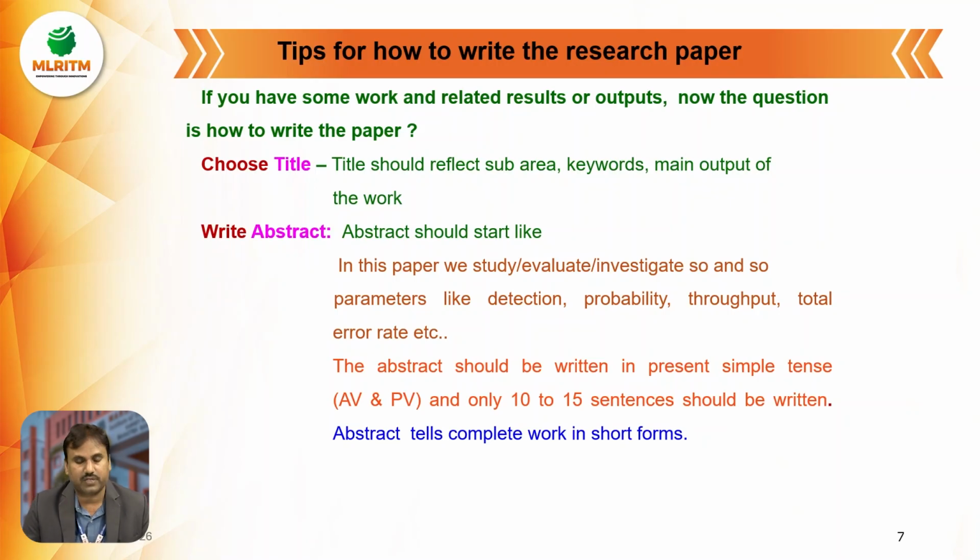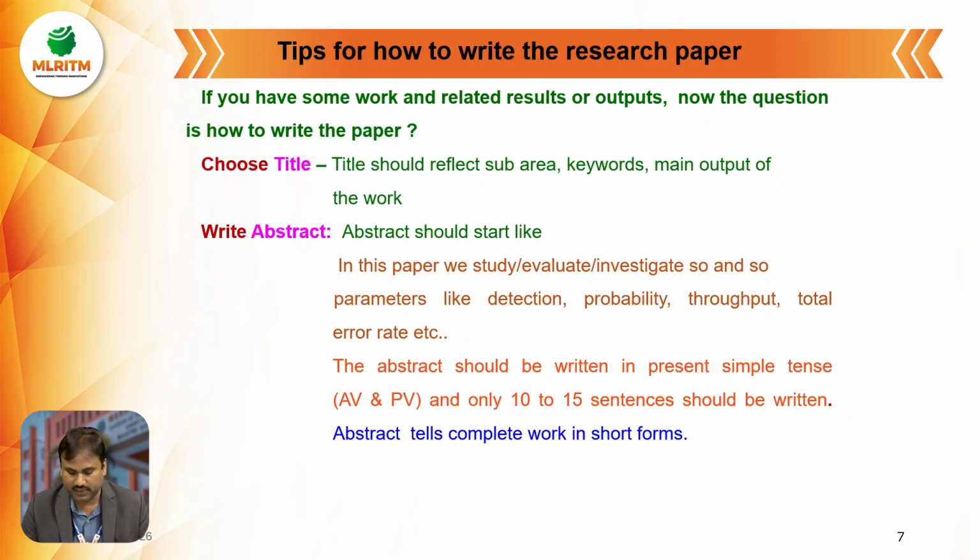Okay. Next, abstract. This is a very important section. In the abstract section, we don't have any numbering for title and abstract. It is a simple abstract. So the abstract should start like: in this paper, we study, we evaluate, we investigate so and so parameters. Okay, the abstract should be written in present simple tense. This is very, very important. I study, I investigate, we investigate. Okay, these things, activize and passivize, no problem. But present simple tense must be there in the abstract section.